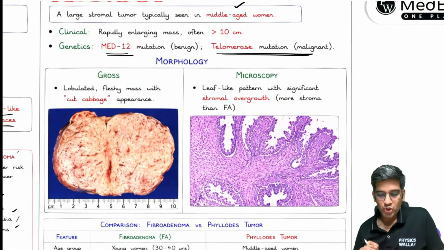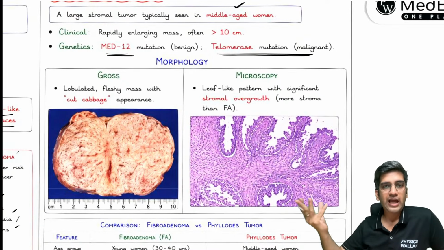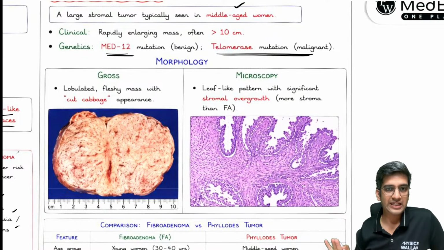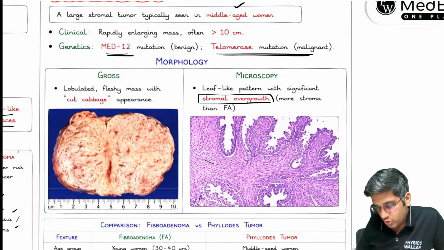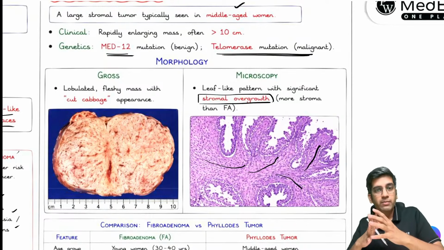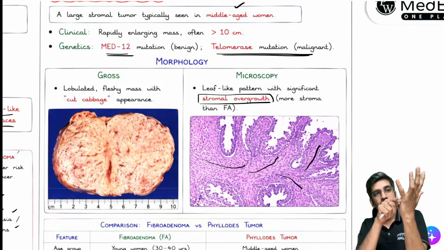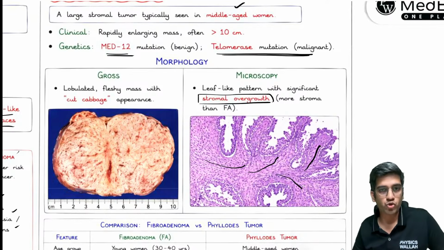Okay. So grossly, phyllodes have something called a cut cabbage appearance. They are more fleshy. I don't know if it looks like a cabbage. That's what the classical name is. Phyllodes has leaf-like pattern. More than that leaf-like pattern, what I'm more interested in is stroma. See, the stroma grows too much. And I do have epithelium also. But since the stroma grows too much, the corner of the leaf alone will have epithelium. Rest of the base of the leaf will have stroma, right?